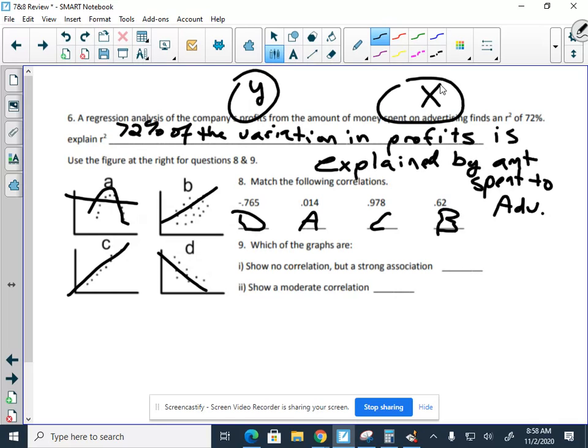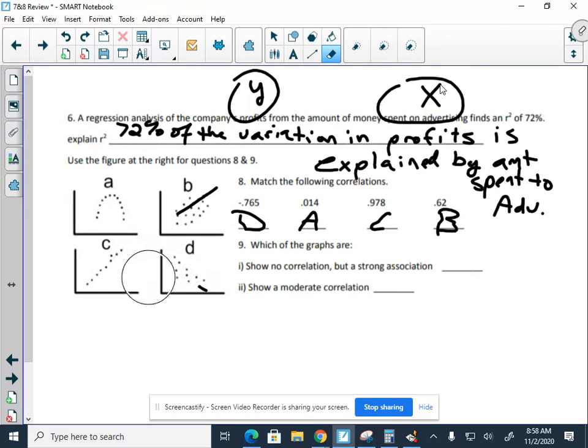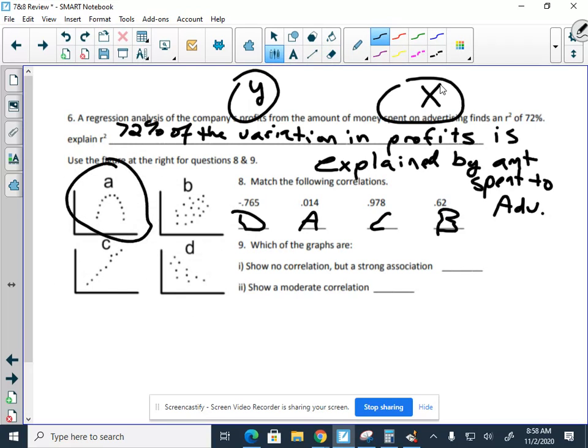All right, which of the graphs show no correlation but a strong association? Well, A. You can look at the number. That really has no correlation, but it is a strong relationship. Remember the difference. Association means, are they related? They are. There's a relationship we see there, but correlation is how it fits to a line, and that one doesn't fit to a line at all.